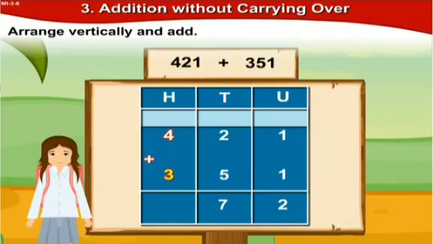400 plus 300 is 700, which means the answer is 700, 7 tens and 2 units. That means 772. Now the next one.